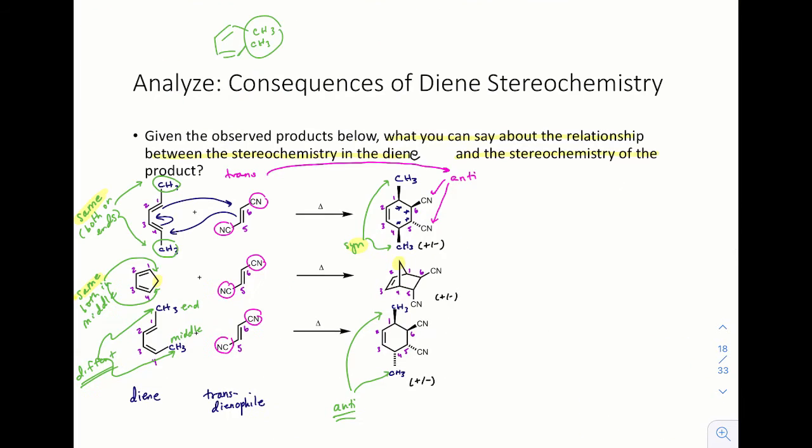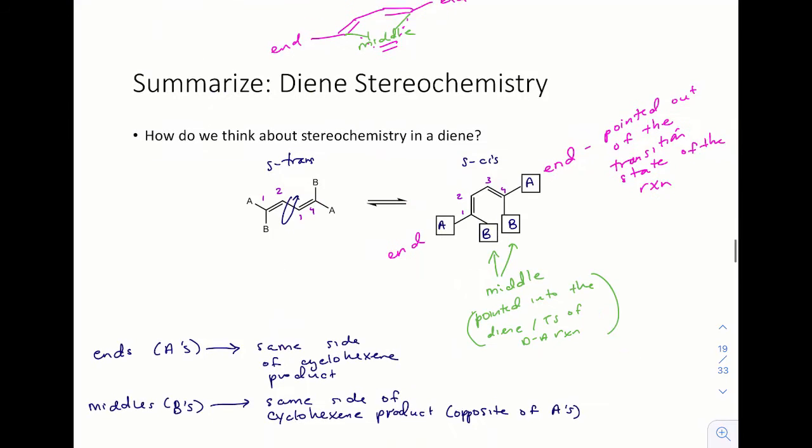Let's confirm that. In the first example, the methyl groups are on the ends, right? So they're both on the ends, so they're the same. They're both ends. And they do end up on the same face of the cyclohexene product. In the third reaction, one methyl group is on the end, the other is in the middle, and they end up on different faces of the cyclohexene product. They end up anti to one another. Once you have convinced yourself of this, it's time to move on.